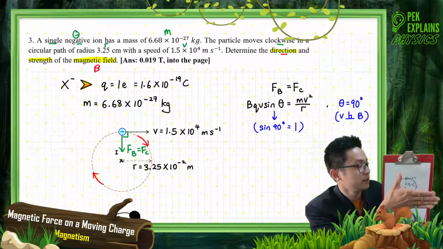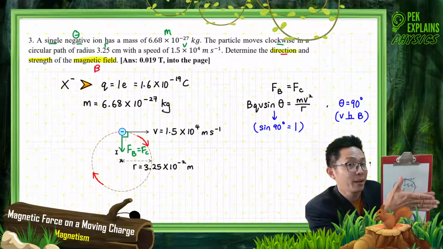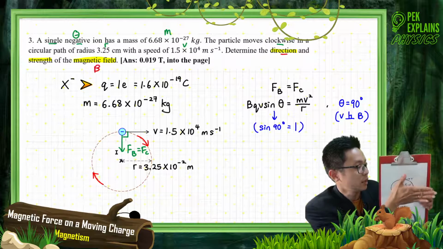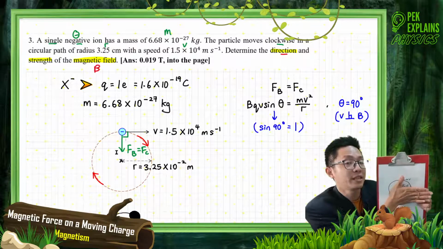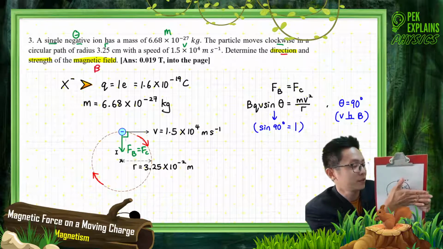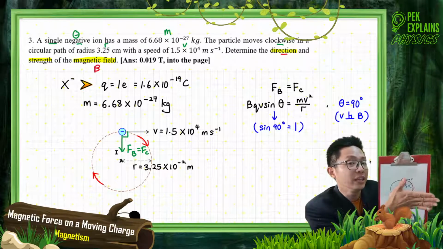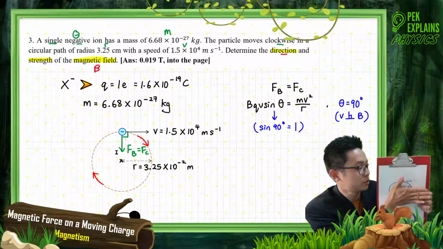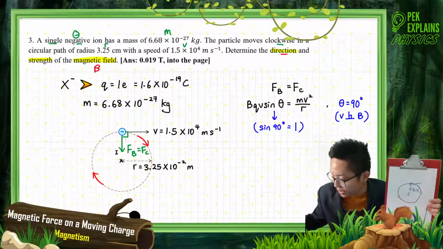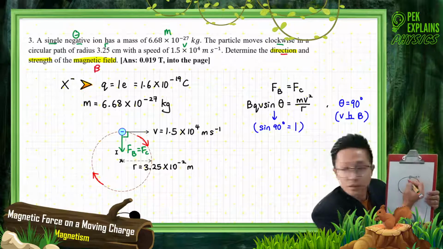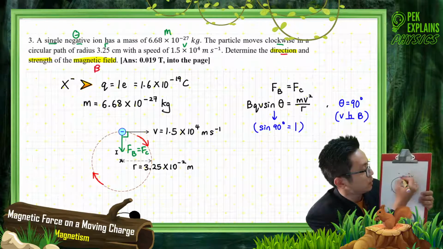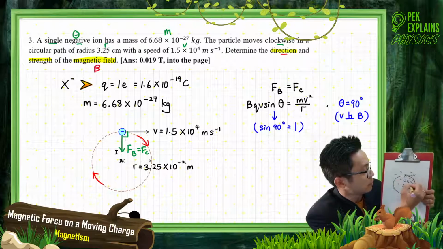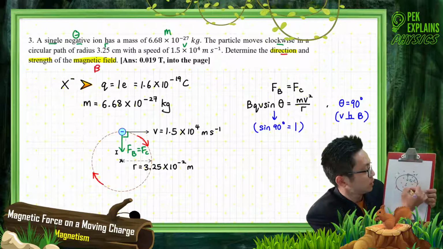And my palm is facing into the page. You see that? So what is going into the page? My palm represents the magnetic field. So the magnetic field goes into the page. That's it, we got the answer. My magnetic field is going into the page.